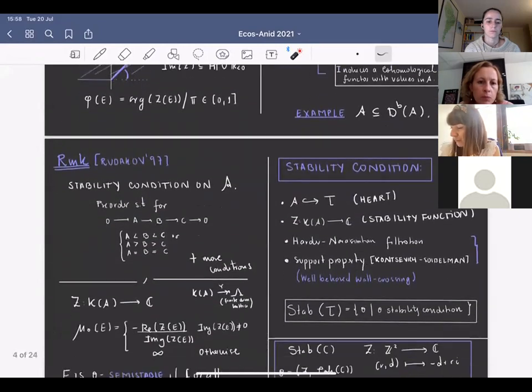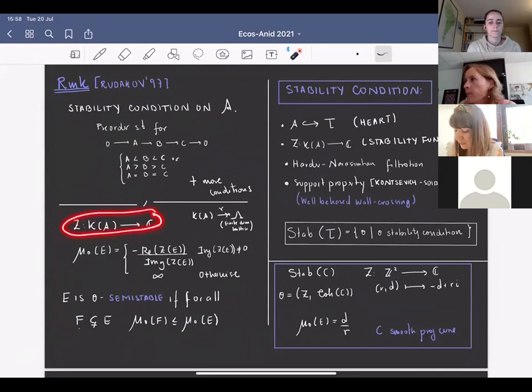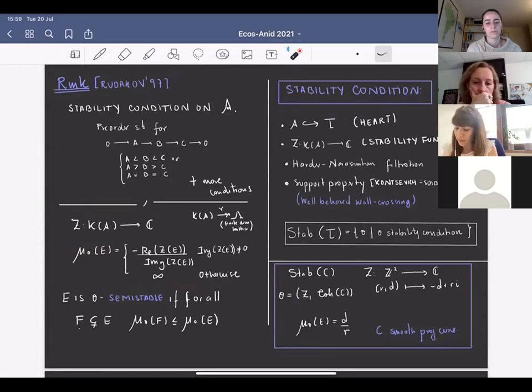So now we can define first, what is going to be our slope and what it means to be semi-stable. So we have our group homomorphism, and we're going to be able to define a slope, and it's going to be given by minus the real part of Z over the imaginary part, when possible. And this slope is going to give us the definition of semi-stable in the usual way. It means that an object is semi-stable if, for proper subobjects, the slope is smaller or equal. And of course, we have the relation between the slope and the phase.